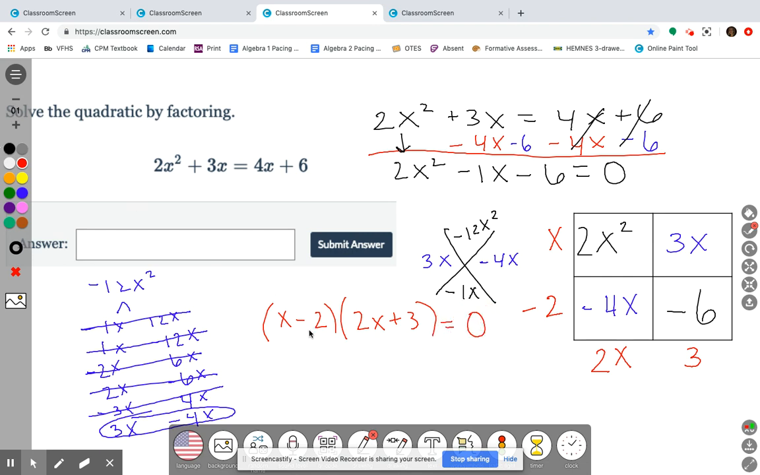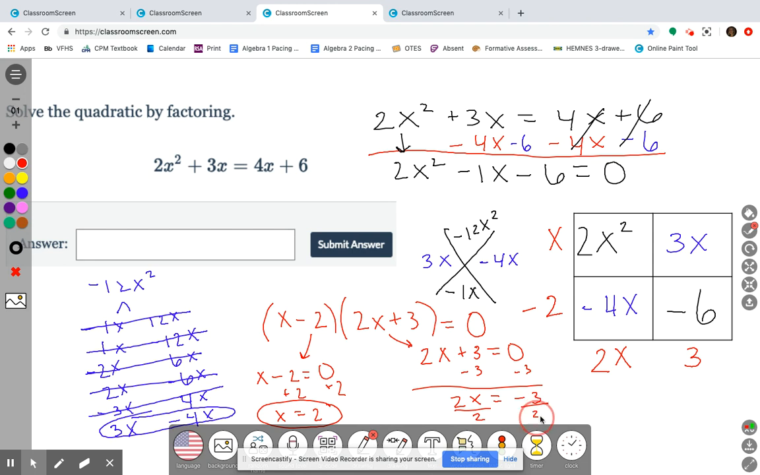Set it equal to 0, and then finish off with your zero product rule of setting both the parentheses equal to 0. This first one's the quick one again, where we would just have to add 2 to both sides and we'll get x equals 2. The second one, you have to start by subtracting 3 from both sides. 2x will equal -3. Divide both sides by 2. You'll get x equals -3/2.